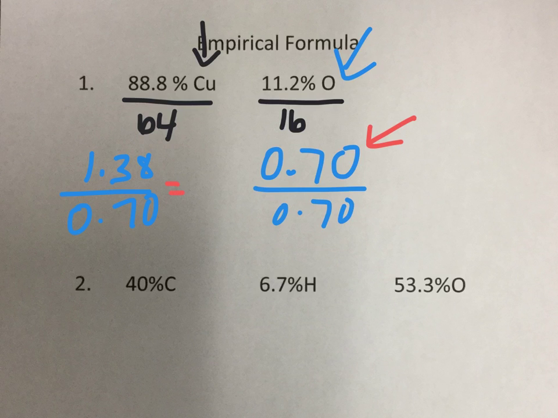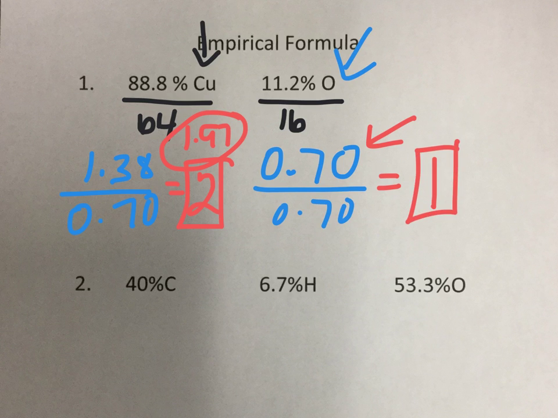Now from here, you're going to take 1.38 divided by 0.7. This gives me 1.97. But this is the only place where you can actually round off. If you have 1.6 to 1.9, you can round this off to a 2, and that's part of your answer. If you had a 1.1 to a 1.4, your answer would be 1. Now for oxygen, you have 0.70 divided by 0.70, so my answer here is going to be 1.